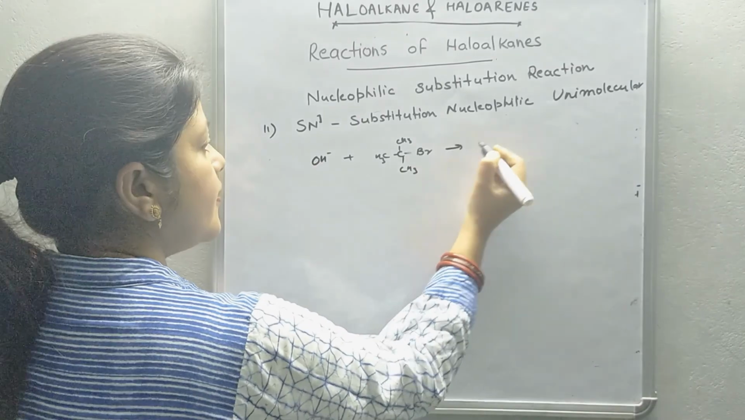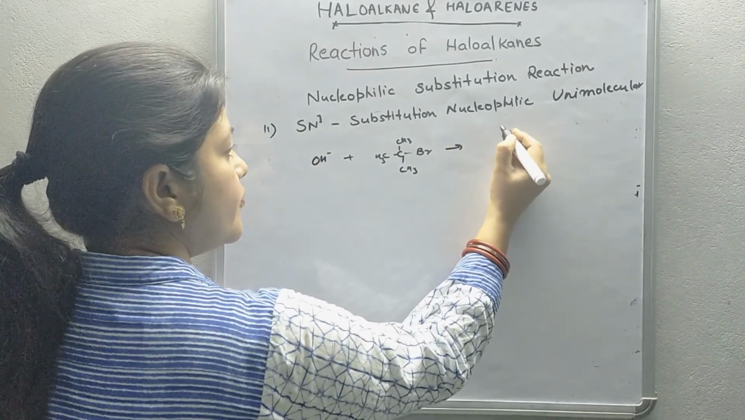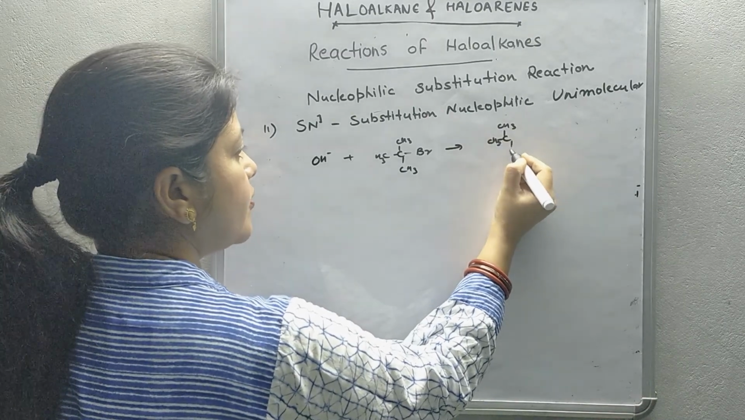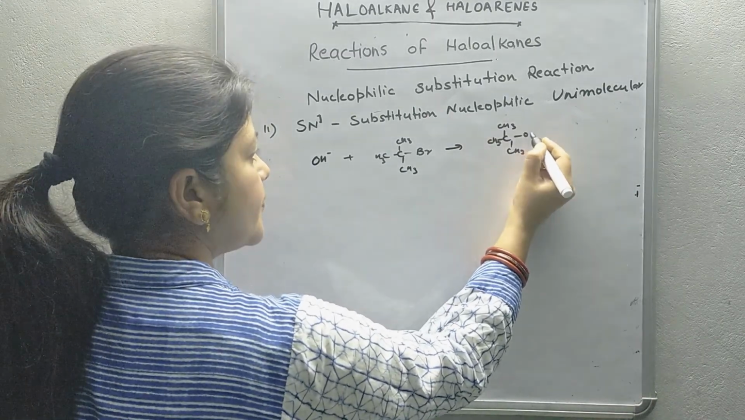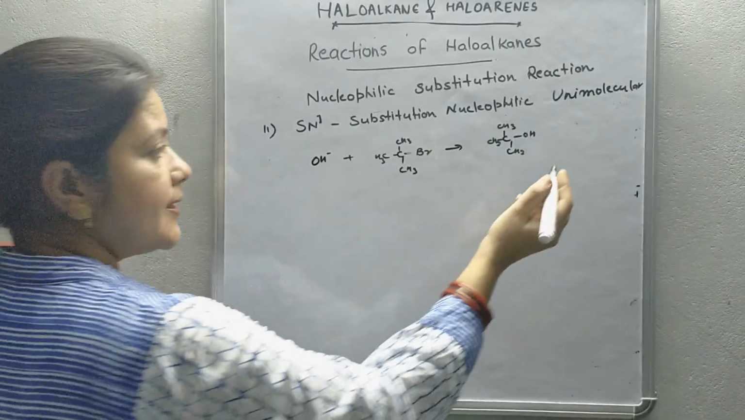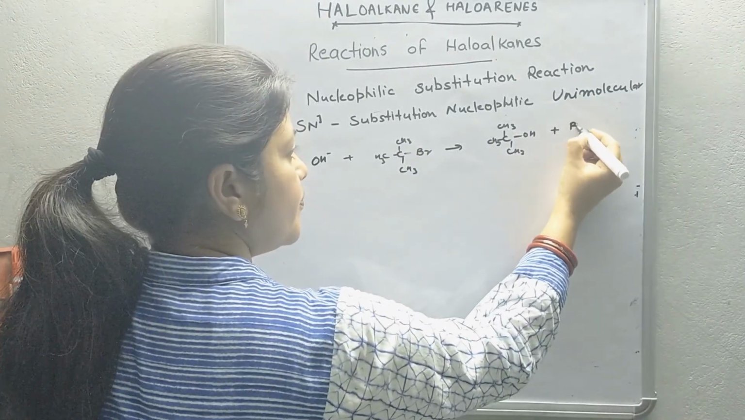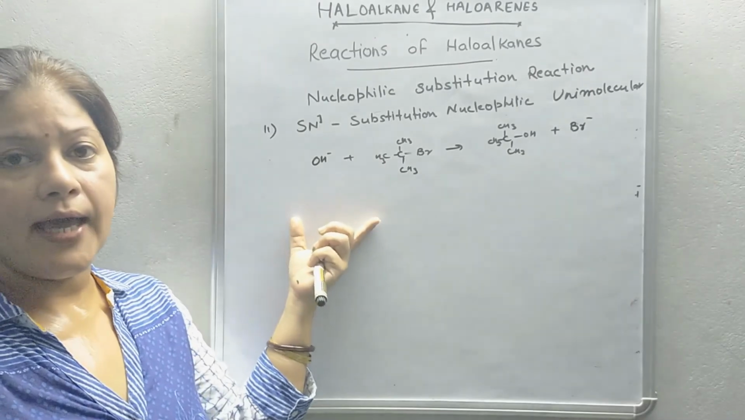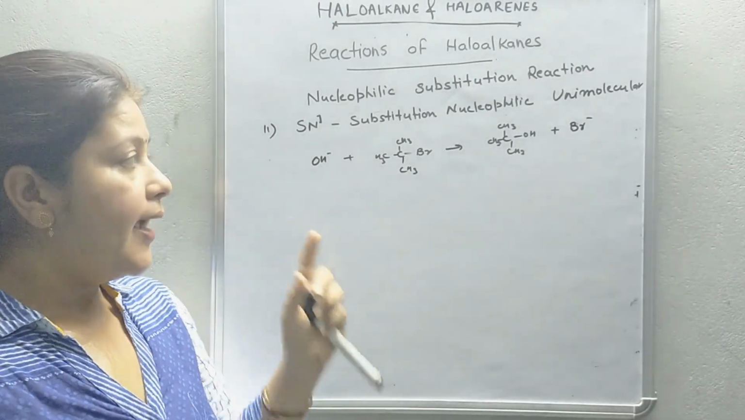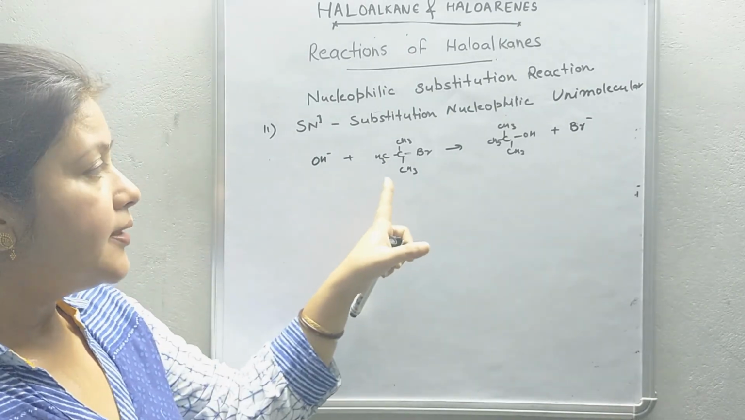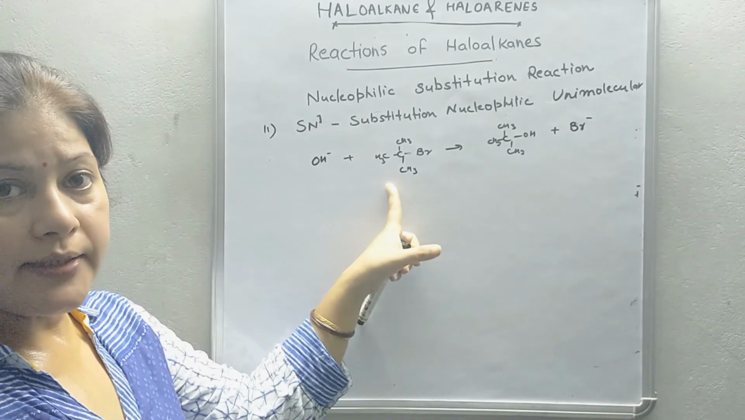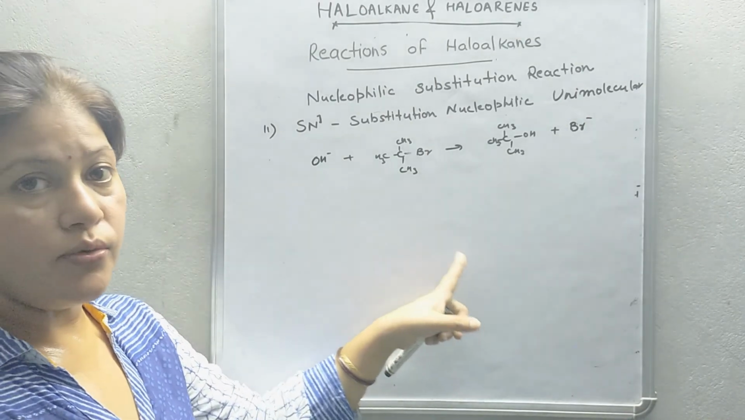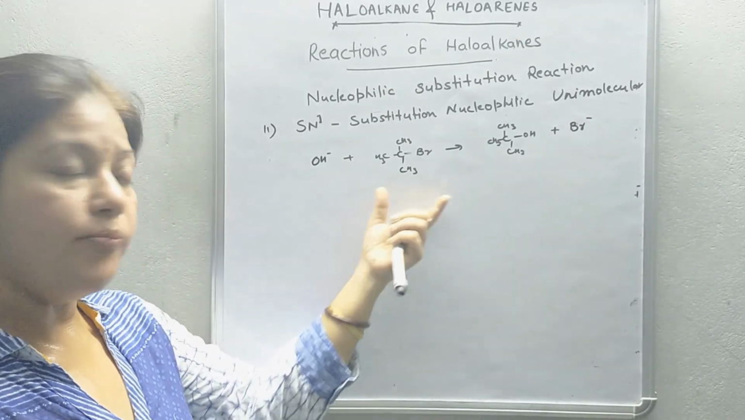And the simple butyl alcohol is formed, tertiary butyl alcohol is formed, and bromide leaves as a bromide ion. This process is carried out in two steps. In the first step, the butyl bromide is converted into carbocation and bromide ion.